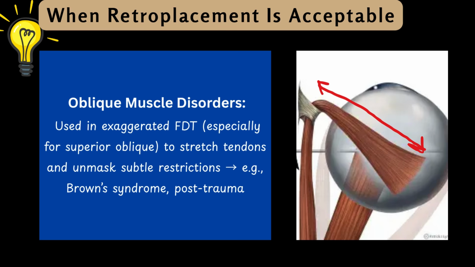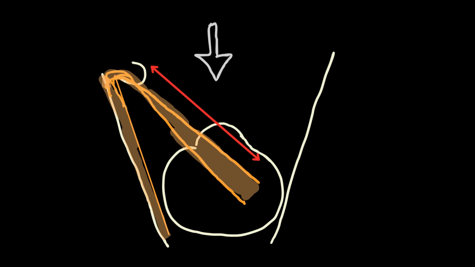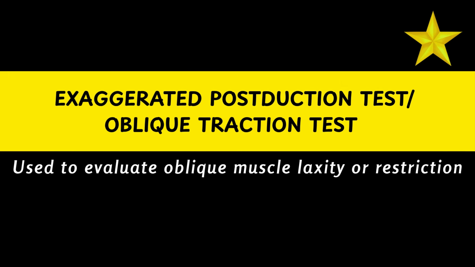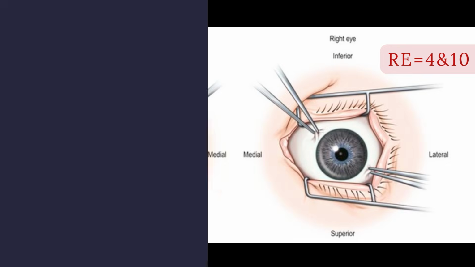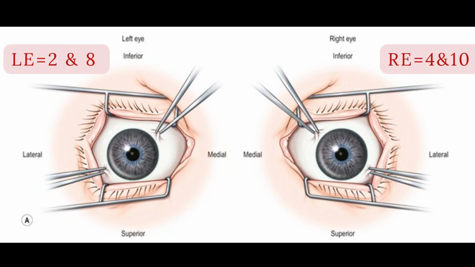So when we push the globe gently backwards, we are actually stretching the tendon and its sheath, and that's useful. So let's talk about the exaggerated forced duction test, also known as the oblique traction test. This test is special because it not only detects the restriction but also reveals laxity of the superior oblique tendon, if any present. Let's visualize this.